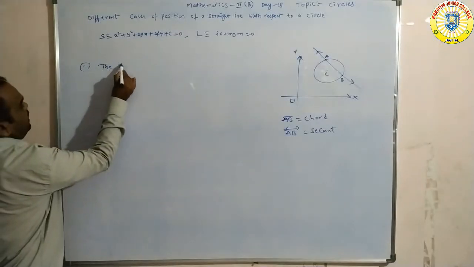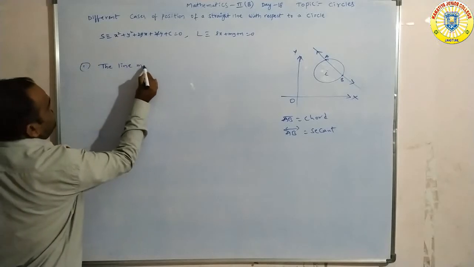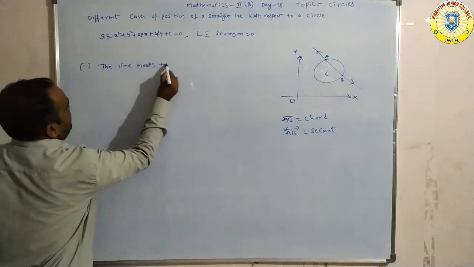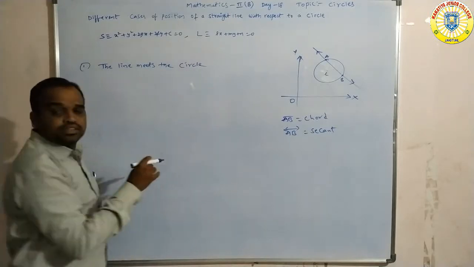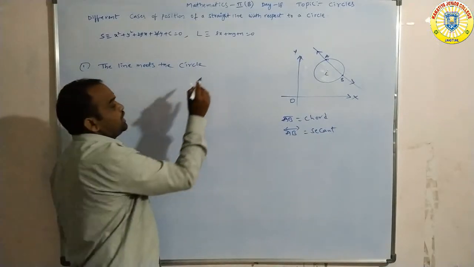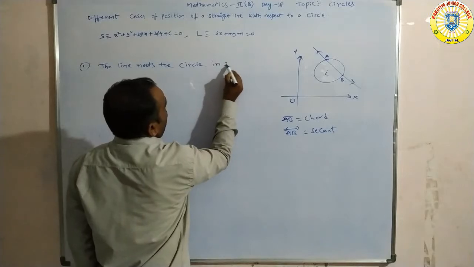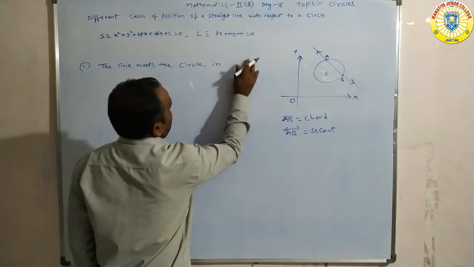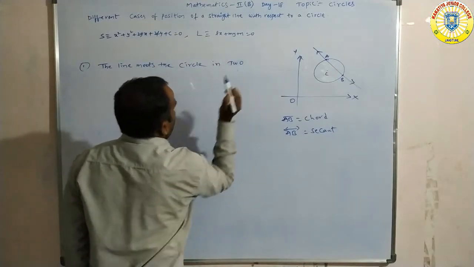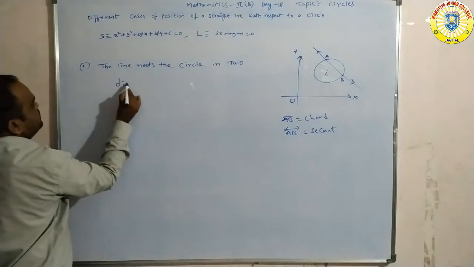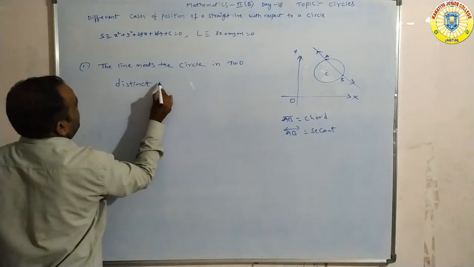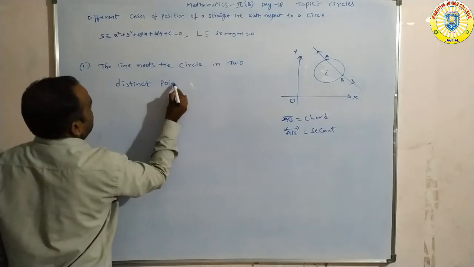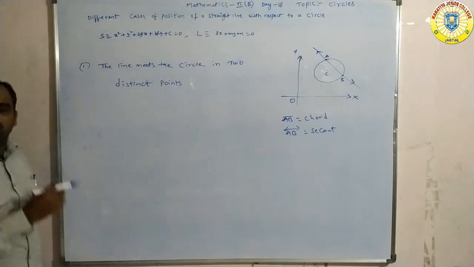The line meets the circle in 2 distinct points. Okay, now this is the first case.